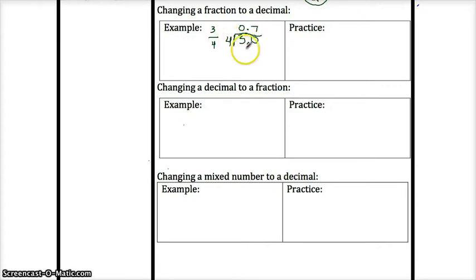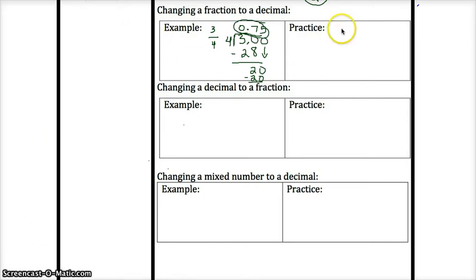So we'll do 7 times 4, which gives us 28. Subtract 28, 30 take away 28 leaves us with 2. And 4 doesn't go into 2, so we can bring down a 0 right here. And 4 does go into 20, and it goes in 5 times. So 5 times 4 is 20. And that leaves us with a remainder of 0, which is exactly what we want. So 3/4 written as a decimal is 0.75.